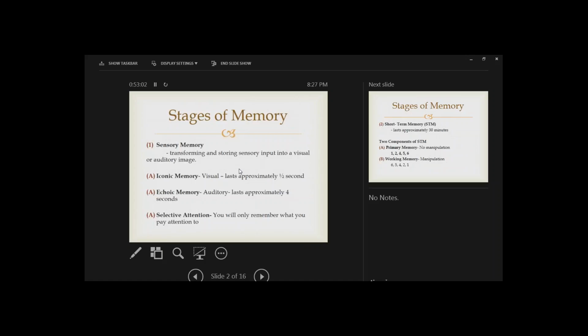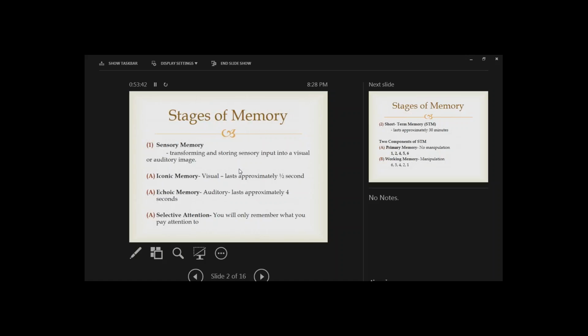So things come in via your vision, via your hearing, right? So sensory memory is where you actually take something in, say visually or auditorily, and you transform it into a visual or auditory image. So sensory is the first stage of memory. It has to come from somewhere, and it's where we transform and store sensory input into a visual auditory image.